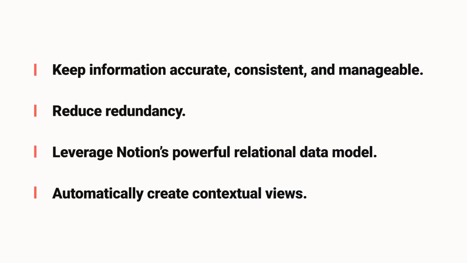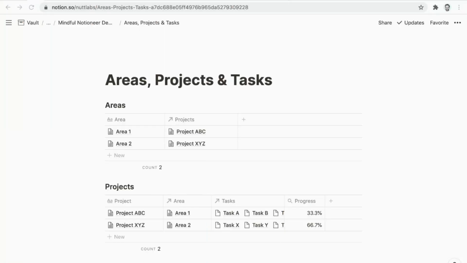Your information will remain consistent, accurate, accessible, and manageable as your workspace evolves. You'll reduce redundancy and vulnerability to manual errors. You'll leverage the full force of Notion's relational data features, which are among its most powerful capabilities. And this approach will allow you to automate contextual views of your information. So let's take a look at exactly what all of this means.